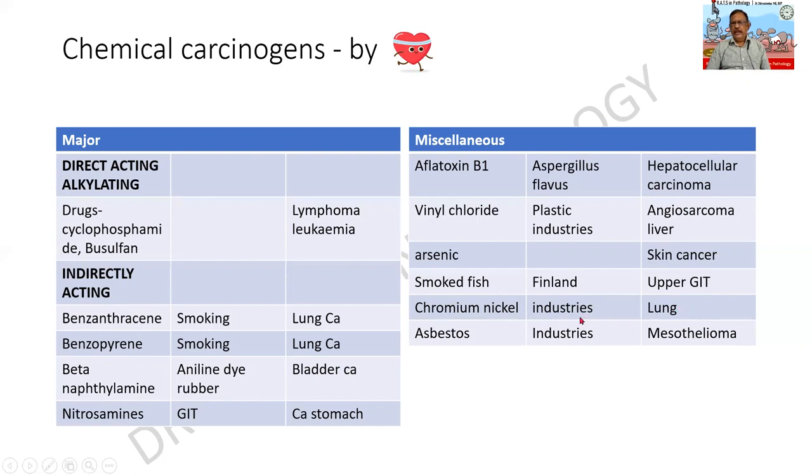Asbestosis. There are a lot of industries which are involving them and it can result in tumors such as mesothelioma. So this particular list of chemical carcinogens we shall memorize. They can be asked as MCQs.